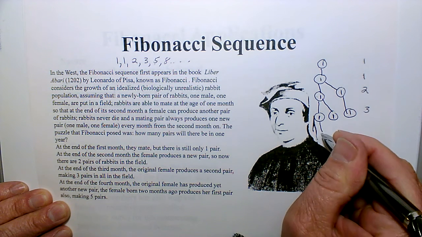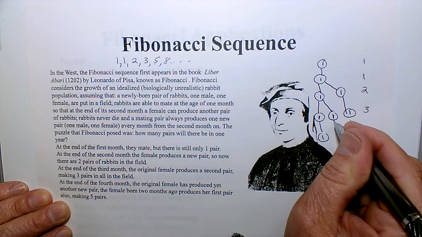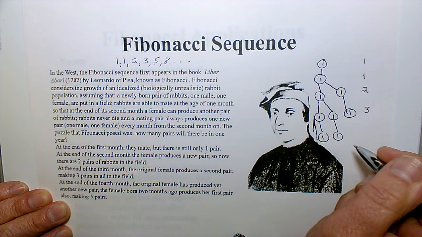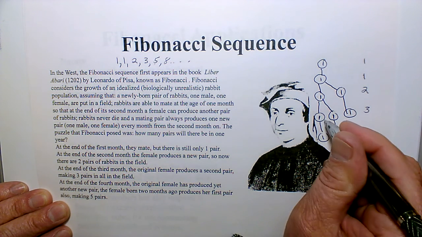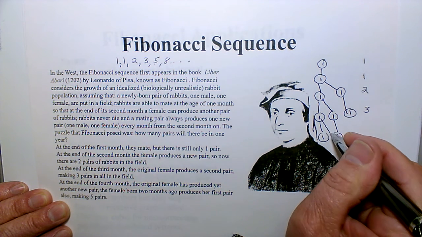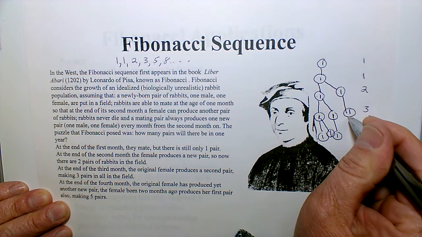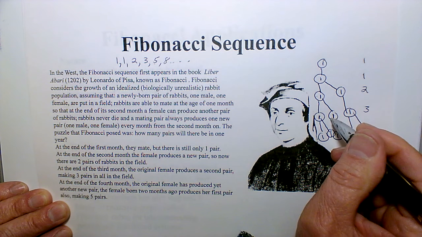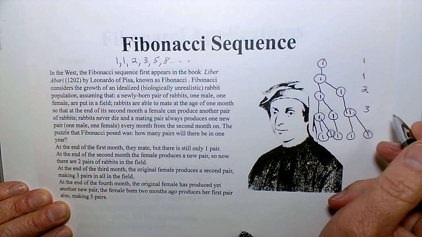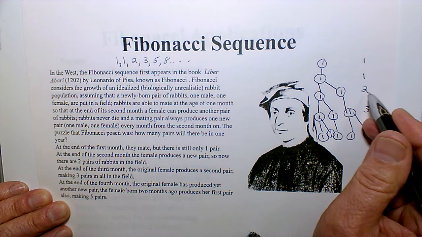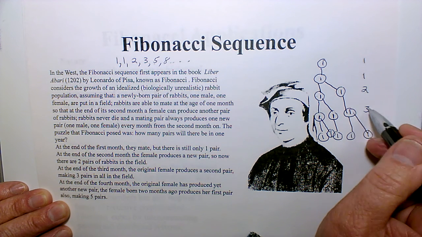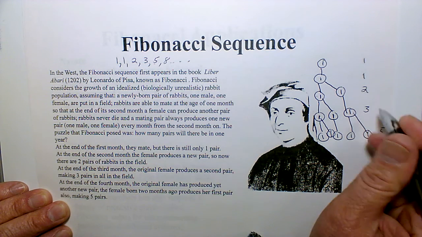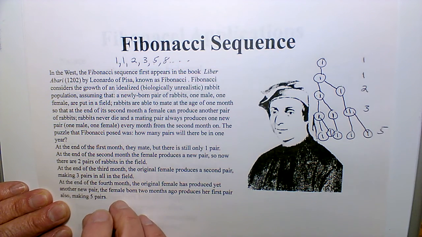The next month this pair is still around. This pair has not been around long enough to reproduce. This pair has got another one. This pair is still around, and this pair reproduces. So you have 2 pairs that are reproducing. So you see here what we have is 2 plus 3 giving us 5, and this pattern continues.